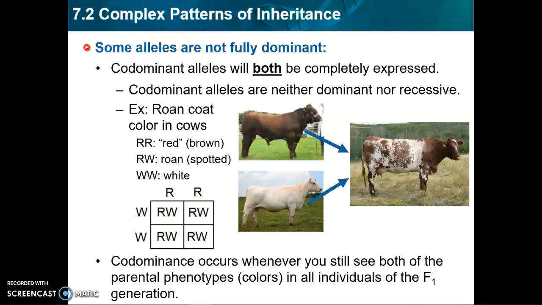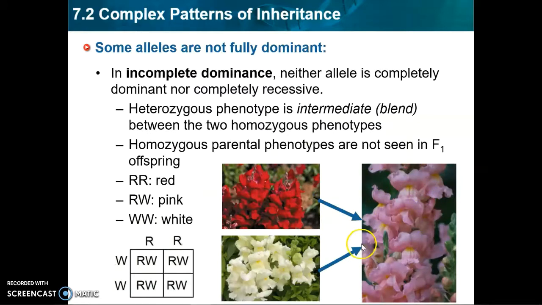So again, codominance would occur anytime you still see both of those parental phenotypes in different parts of the body of the offspring, whereas incomplete dominance, they were blended together in the offspring. So that's how you can tell the difference between those two.